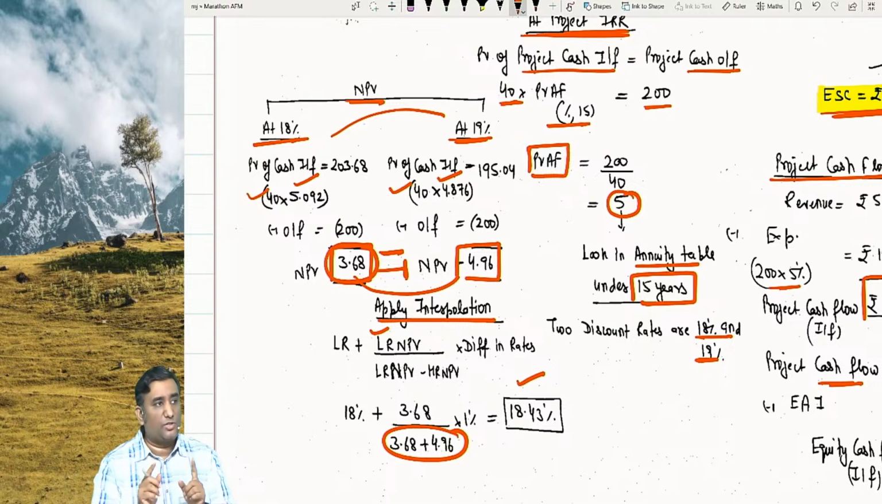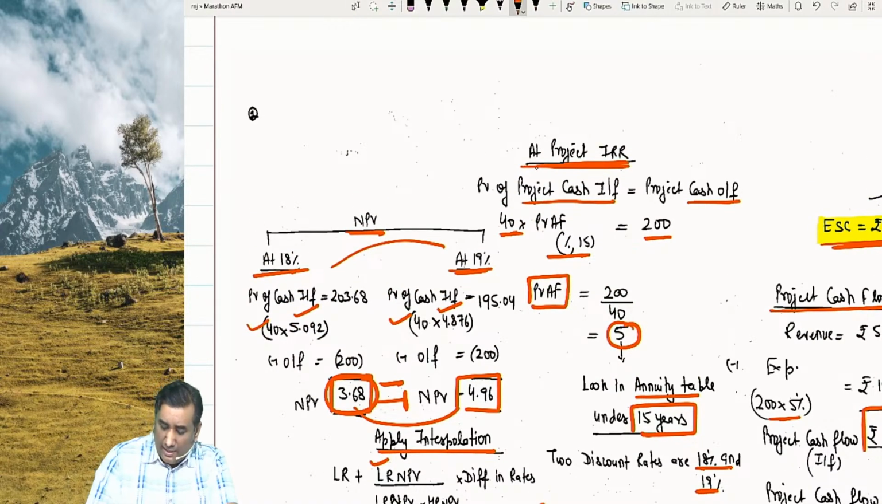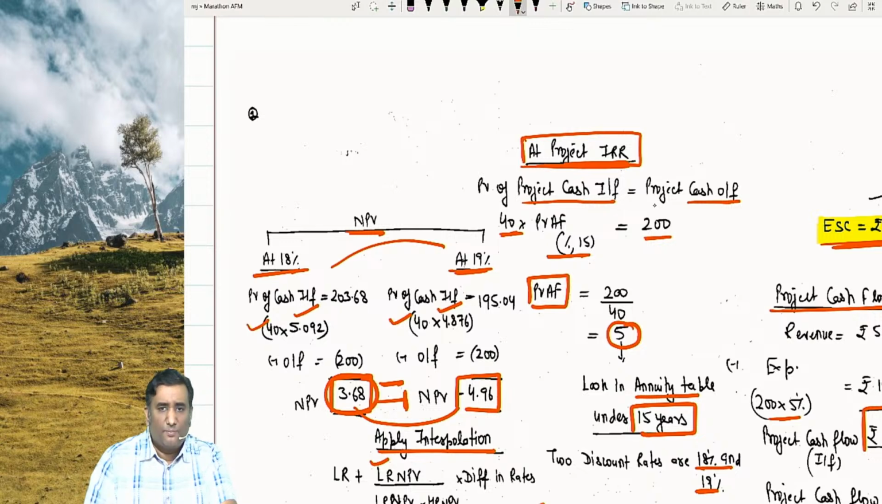18.43, and a project as a whole, that means equity and debt combined, and we have taken the cash flows of the equity and debt combined, outflow also, inflow also. Now if I have to find equity IRR, do not switch over the slide. I'll write at equity IRR, PV of cash inflow from equity should be equal to PV of cash outflow from equity.